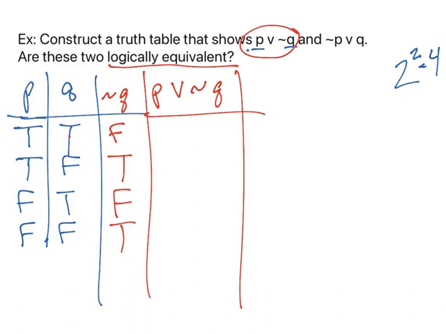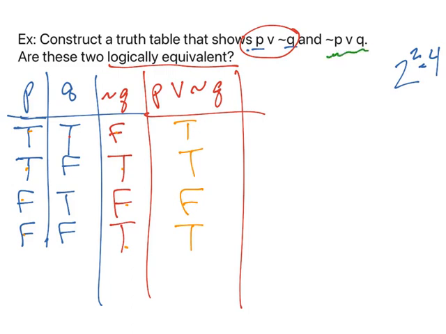Now I can do P or not Q. So I am looking at the P column and the not Q column. I'm comparing those two, and we're using or, the disjunction, meaning only one of them must be true. Okay, so I have true, false. Well, that's true. True, true. That's true. False, false. That's false. And then false, true. That's true. Okay, so that's the first one I want to look at.